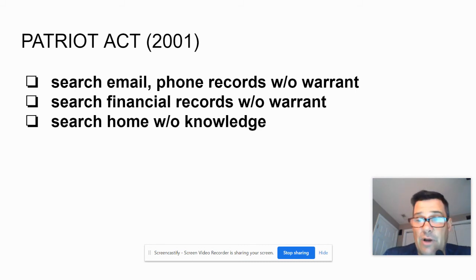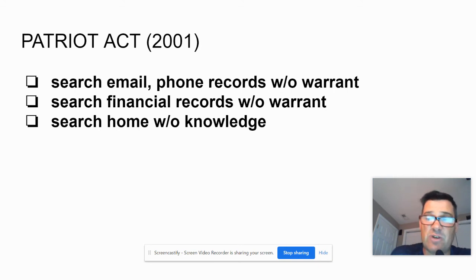Search your home without your knowledge. Generally, they had to present a warrant and then go in. This allowed them to get the warrant and then show up when you weren't even there. So that's problematic with the Patriot Act. And again, all of this is predicated on protecting us, that security issue. I want to be protected, so I'm going to let the government have more power. And that's very typical in times of fear and war.